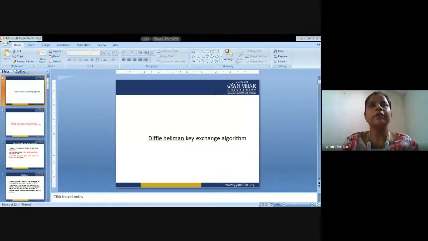The class of Network Security and Cryptography Fundamentals. Today I am going to discuss the Diffie-Hellman key exchange algorithm.